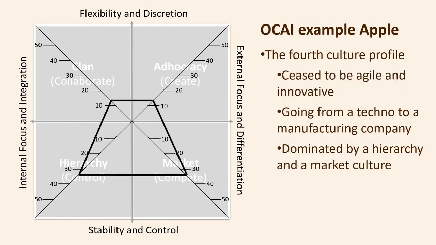The fourth culture profile emerged when Apple developed into a large, mature organization under Scully. It ceased to be the agile, innovative company that had characterized the young group of renegades in its early life. Instead, it was an outstanding example of efficiency and marketing savvy. The organization became more of a manufacturing company than a techno company. Apple's culture was dominated by a hierarchy and market culture and placed in the bottom left and right quadrants.